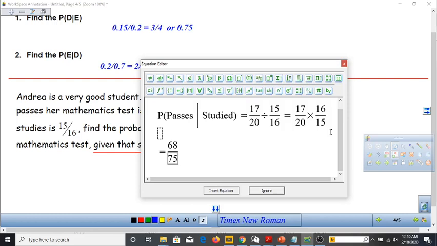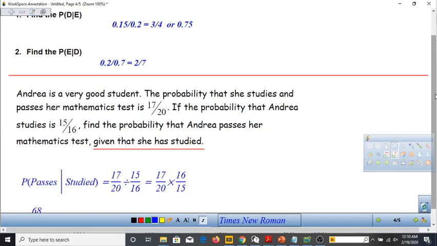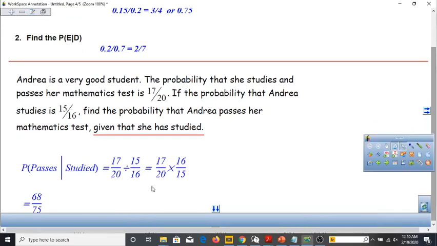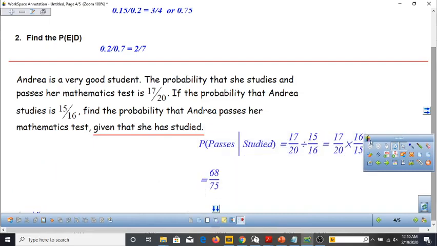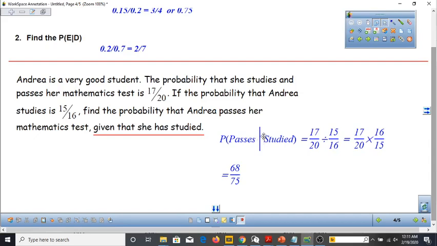68 over 75. And you can work out the corresponding decimal version for that number on your own. So the result of this is indicated right here. Let me put it so we can see it more easily. And there we go. The symbol is a little out of whack here, but you get the idea. The probability that she passes, given that she studied, is the probability of both studying and passing, divided by the probability of studying, because you divide by the part that comes after the given that.